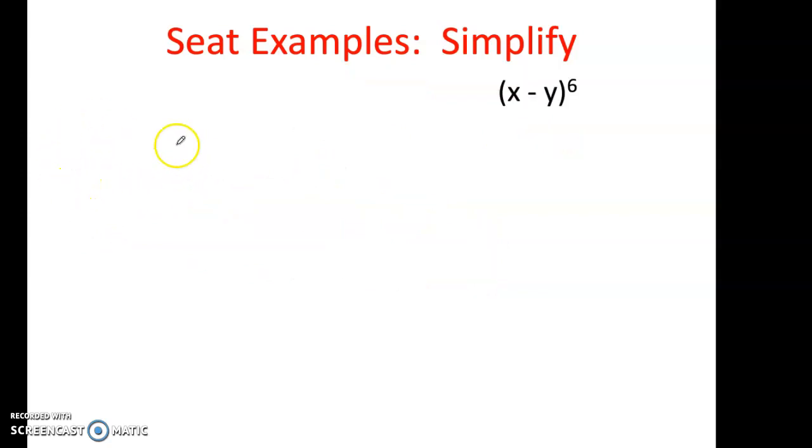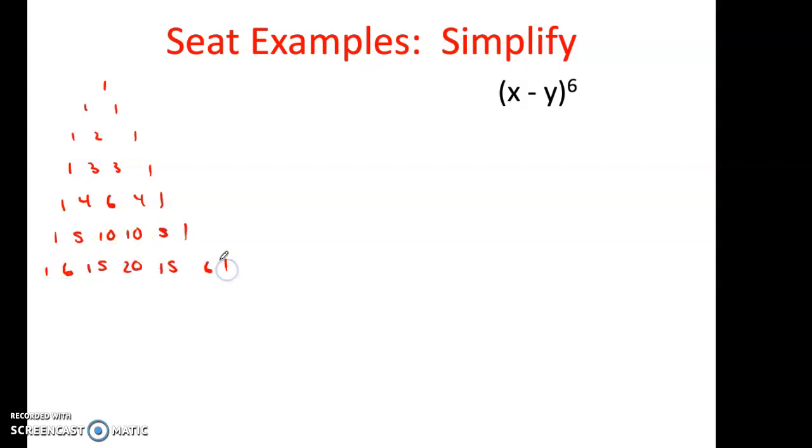So now we have x minus 6y to the 6th power. So again, Pascal's triangle. I'm going to keep writing this out until we get to 6. Okay, so there's my 6th row. So my coefficients are going to be 1. I'm just going to spread it out. 6, 15, 20, 15, 6, and 1.